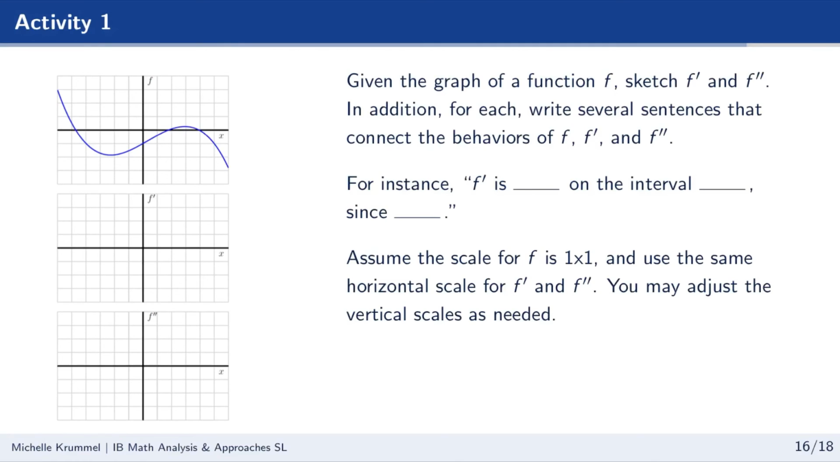Okay, for our last example here, we're going to try and sketch the graph of f prime and f double prime from the graph of f. So we're looking for key points first. I'm looking to see where does it look like the slope of f is 0. So if I imagine drawing tangent lines there, they look horizontal, so the slope is 0.